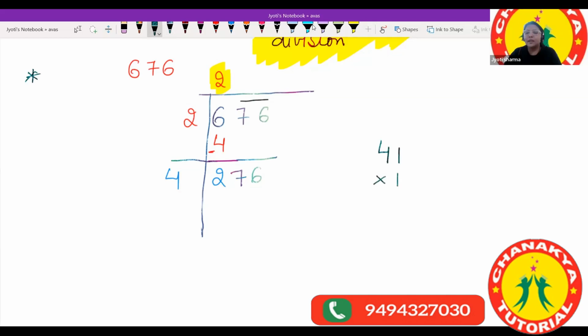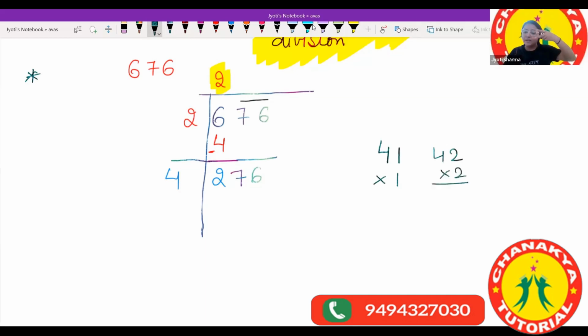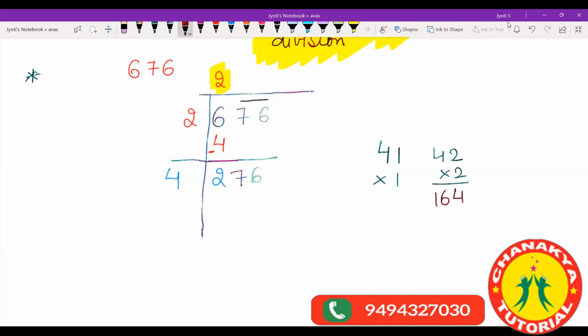Not divisible. If I write 4, 2 after 4, I will multiply by 2. That means I have to do the same thing again: I have to keep the number, and after that multiply by the same number. Now 42 into 2 will become 164. My problem is not sorted out.